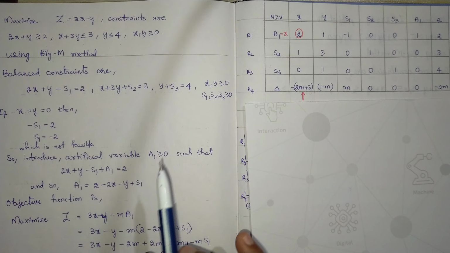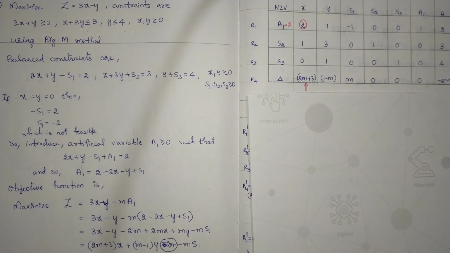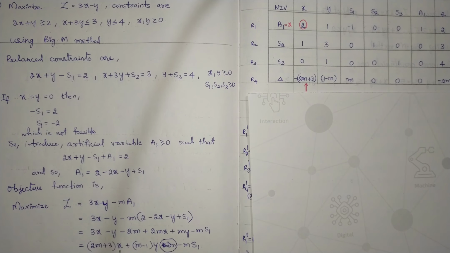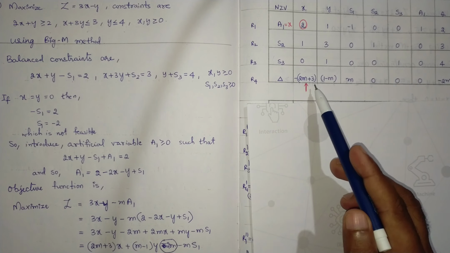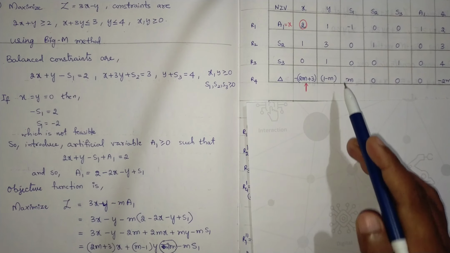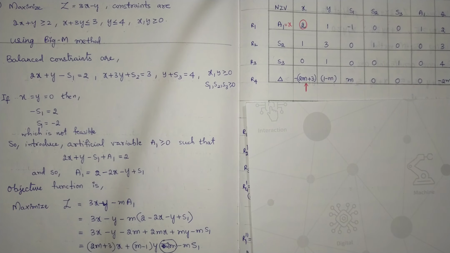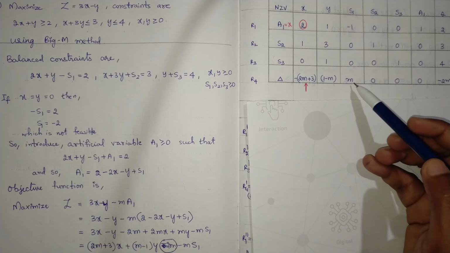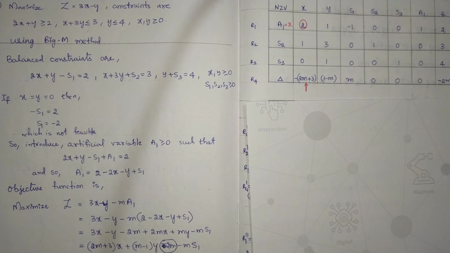So look at the objective function. So this is the objective function, right? So look at the coefficient of x. If the coefficient of x is a, we need to write minus a, right? So here the coefficient of x is 2m plus 3. Let us write it as minus times 2m plus 3. We have a coefficient of y as m minus 1. We need to write minus times m minus 1, that is 1 minus m. And the coefficient of s1 is minus m, let us write plus m. And the coefficient of s2 is 0. The coefficient of s3 and the coefficient of a1 is 0.